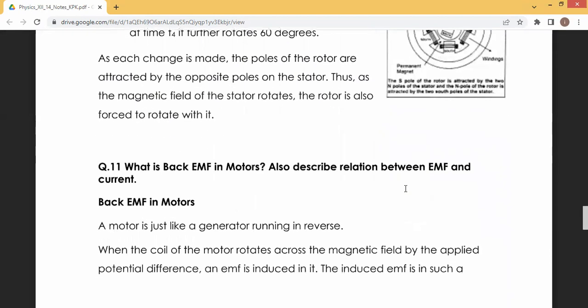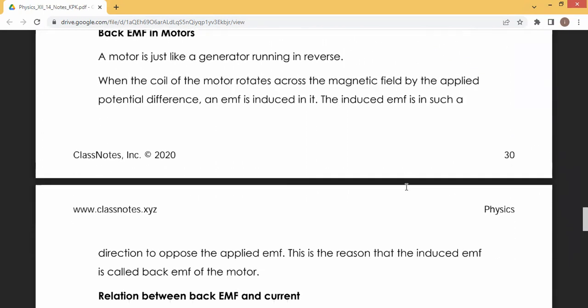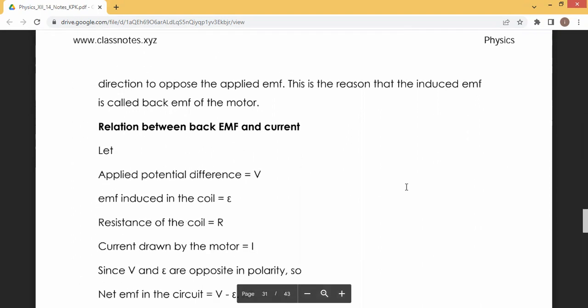Now, what is back EMF? A motor is just like a generator running in reverse. When a coil of the motor rotates across the magnetic field by an applied potential difference, an EMF is induced in it. The induced EMF is in such a direction as to oppose the applied EMF. That is the reason the induced EMF is known as the back EMF of the motor.